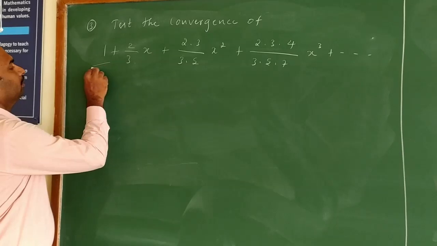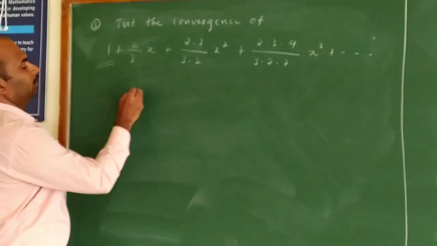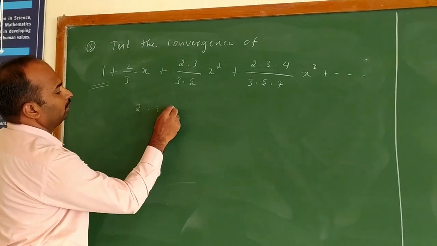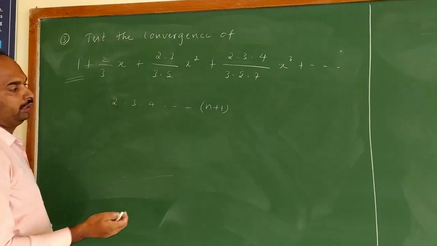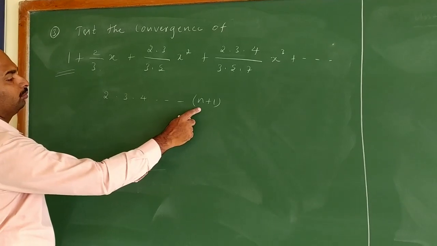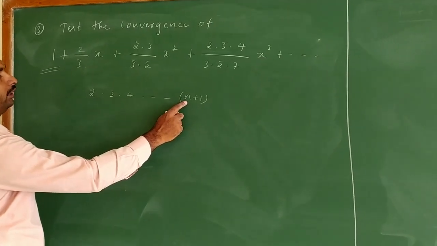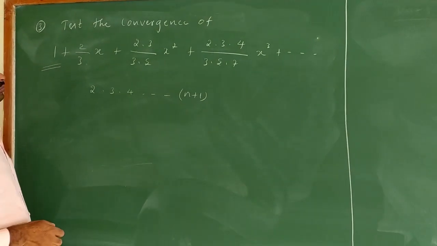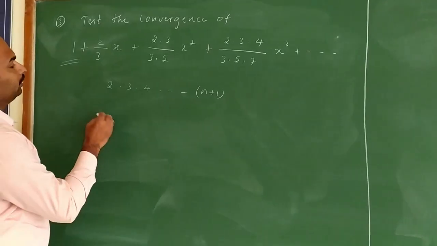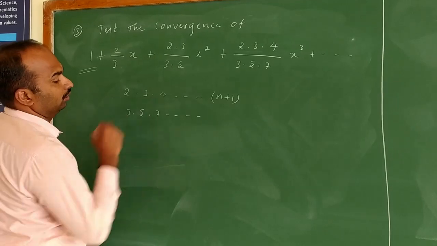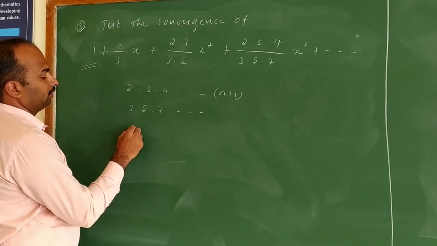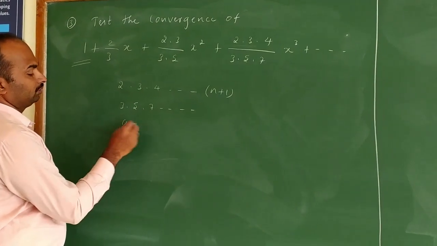To find the nth term, I will exclude this. So that is numerator will be 2, 3, 4 and so on. So it will be n plus 1. Why is it n plus 1? The nth term will be n plus 1 because if you substitute n equals 1, we will get the first term. Whereas in the denominator we have 3, 5, 7 and so on. So for this, the first term is 3.